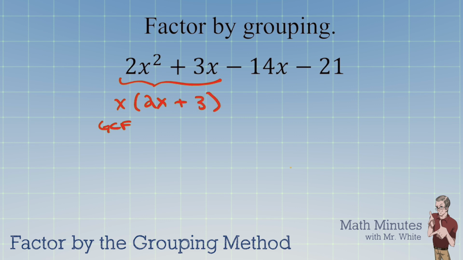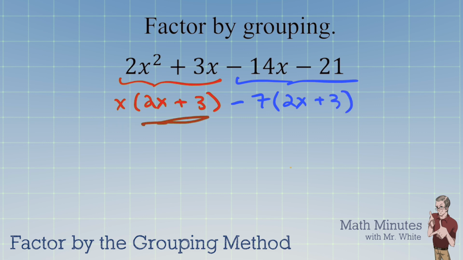Now, on the second half, we need to pull out the greatest common factor. And it looks like they're both divisible by 7, but you'll see here in a second why. I'm going to pull out a negative 7. And I get 2x plus 3 left over. Now, do you notice that they both have 2x plus 3 in them?